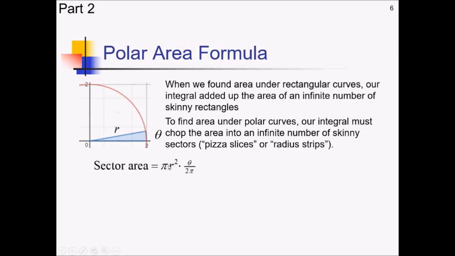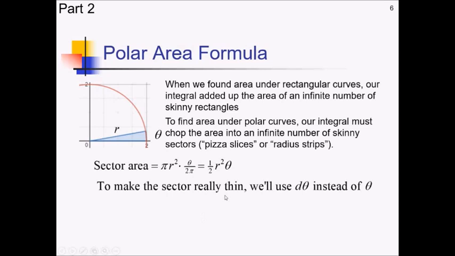And that simplifies, if you cancel the pi's, to just 1/2 r squared theta. But we want these sector areas to be infinitely small. So to make these really thin, we're going to use d theta instead of theta here. So that's a little small differential in our theta values. So we're basically adding up a whole bunch of 1/2 r squared d thetas. And to add all those together, we need just an integral from a to b, where a and b are both theta values. So this is our polar area formula that we're going to be using over and over again.